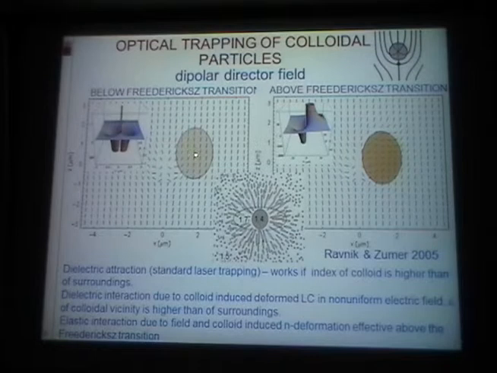And you have a laser beam here. And then you have attraction between the two. And this attraction is the same if this beam is here or on the other side. While in the case when you are above the Freedericksz transition, that means that in this laser area you induce the distortion. Then things couple in a different way with the director, depending on which side you are. So that you have an asymmetric, let's say, effective potential for trapping the particle.